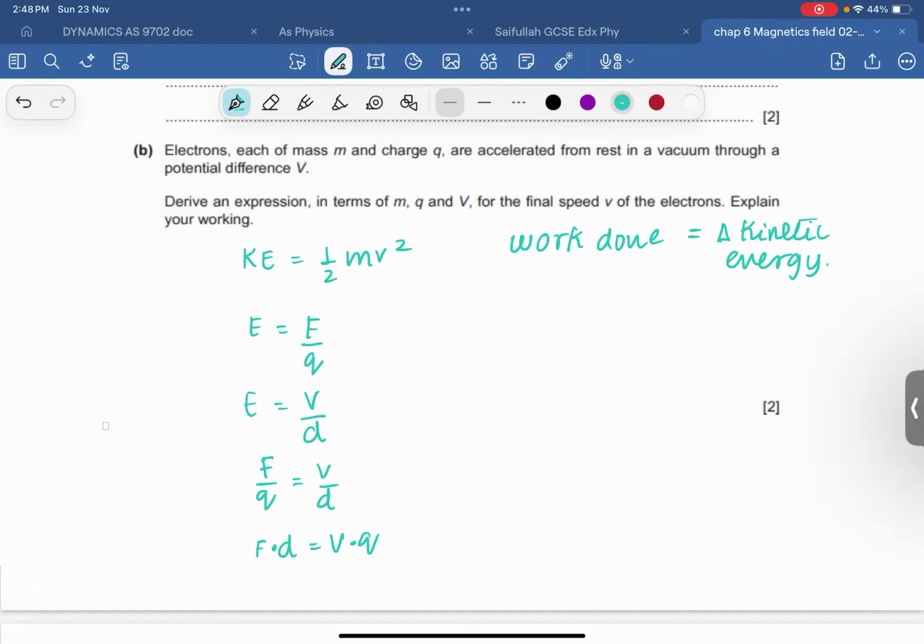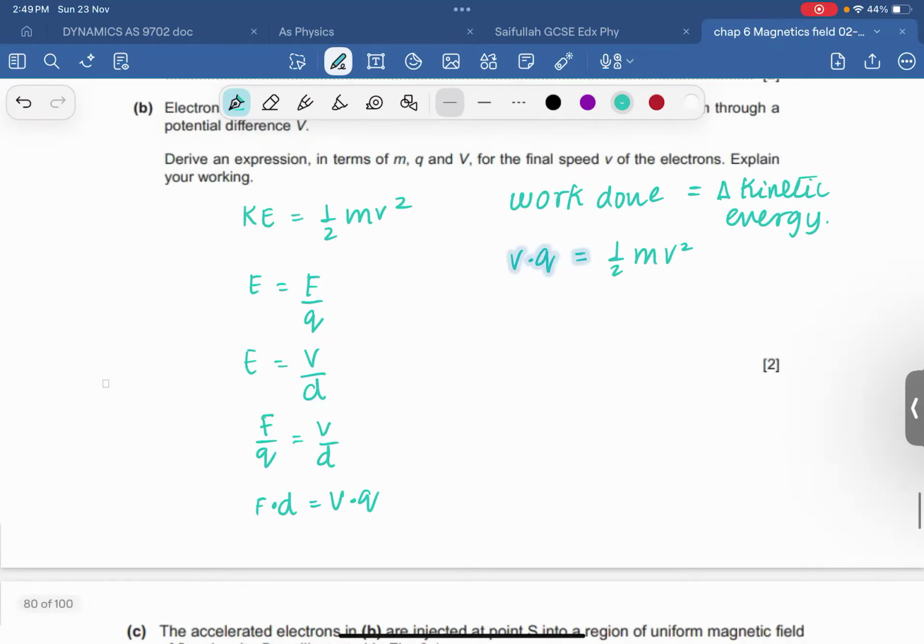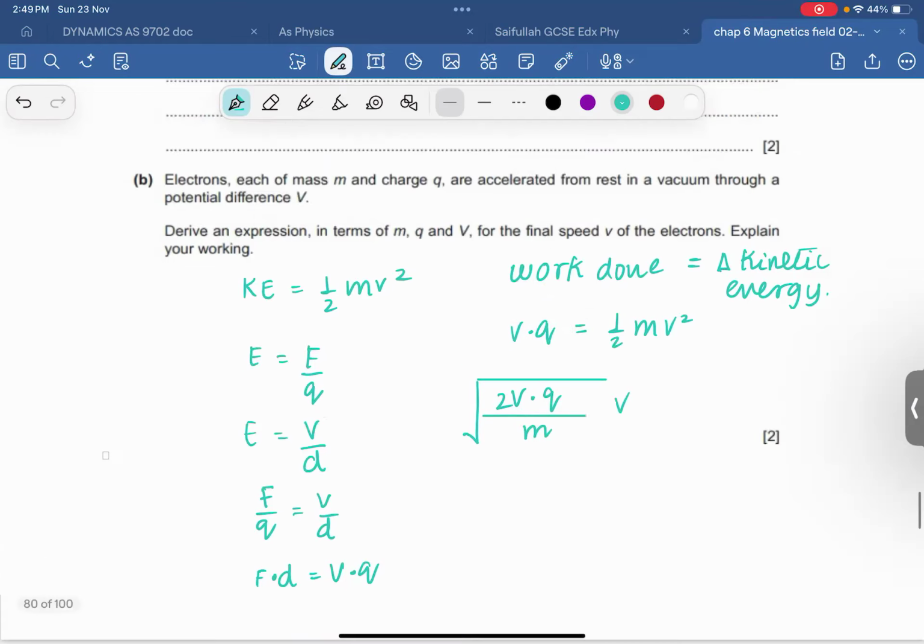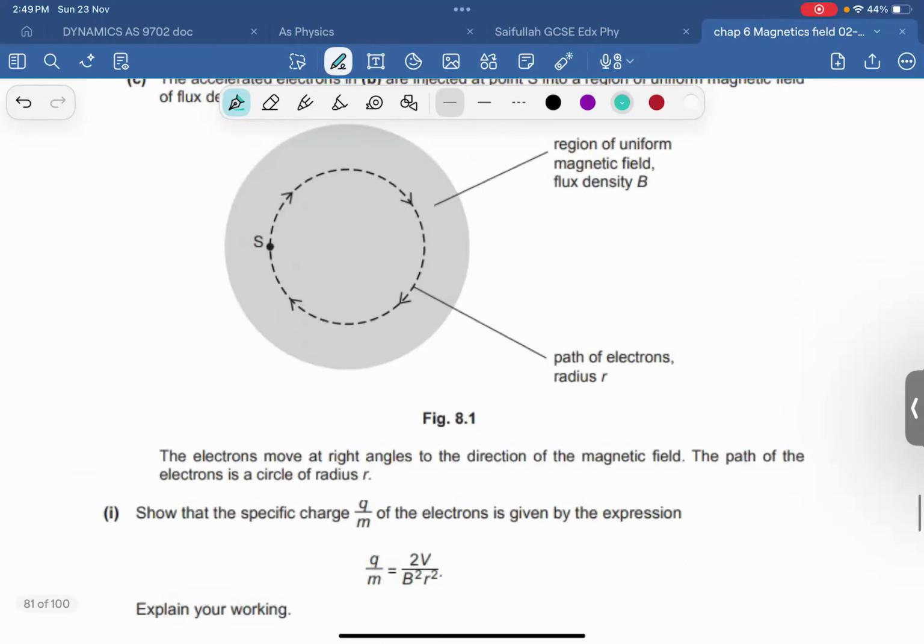Okay, and the work done is basically Q times V, where V is the voltage, not the velocity. And change in kinetic energy, the charged particle is accelerated from rest, so the initial velocity is going to be zero. So the change is equivalent to half mv squared, right? So you can make v the subject. So 2 times voltage times q over m, under root, gives you the velocity. Is that clear? Okay, so please move on.